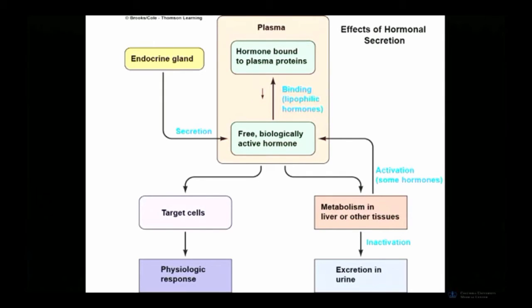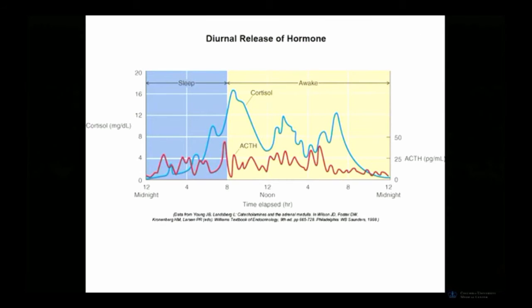There are hormones that are released in a diurnal pattern, meaning in a 24-hour cycle. So released at night, not released during the day, or released during the day and not released at night. So their concentration levels in the blood are determined by the rate of secretion, the timing and pattern of secretion, and the rate of removal from the blood.